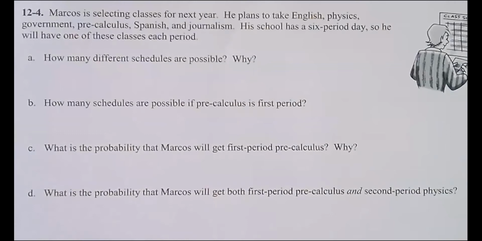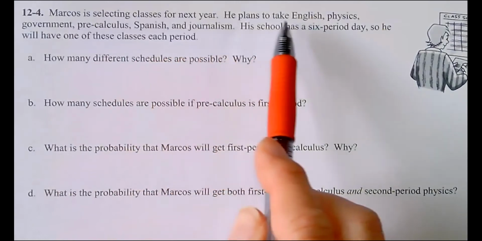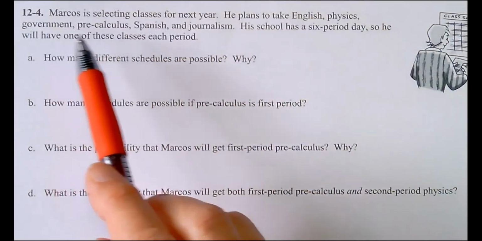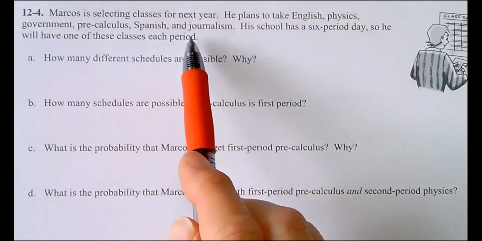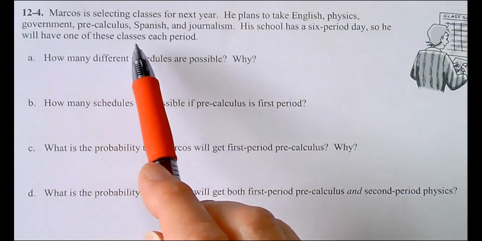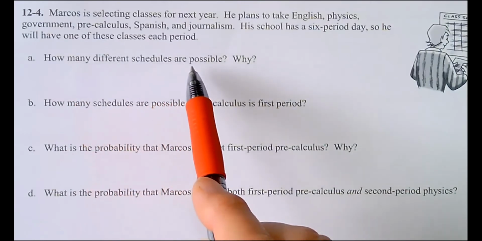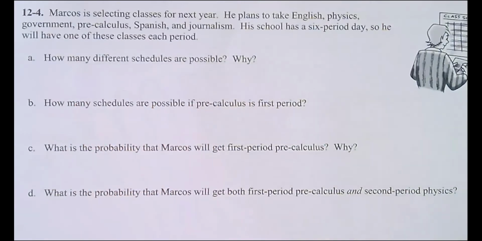So now let's look at the next problem, 12-4. Marcos is selecting classes for next year. He plans to take English, physics, government, pre-calculus, Spanish, and journalism. His school has a 6-period day, so he will have one of these classes each period. How many different schedules are possible? So right now, set up a decision chart and figure out how many possible solutions.